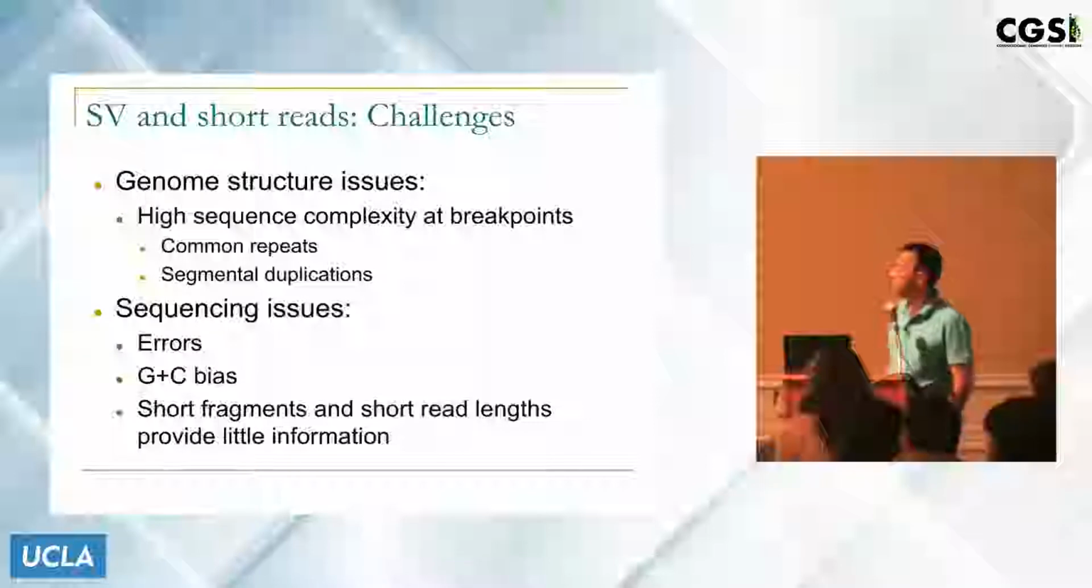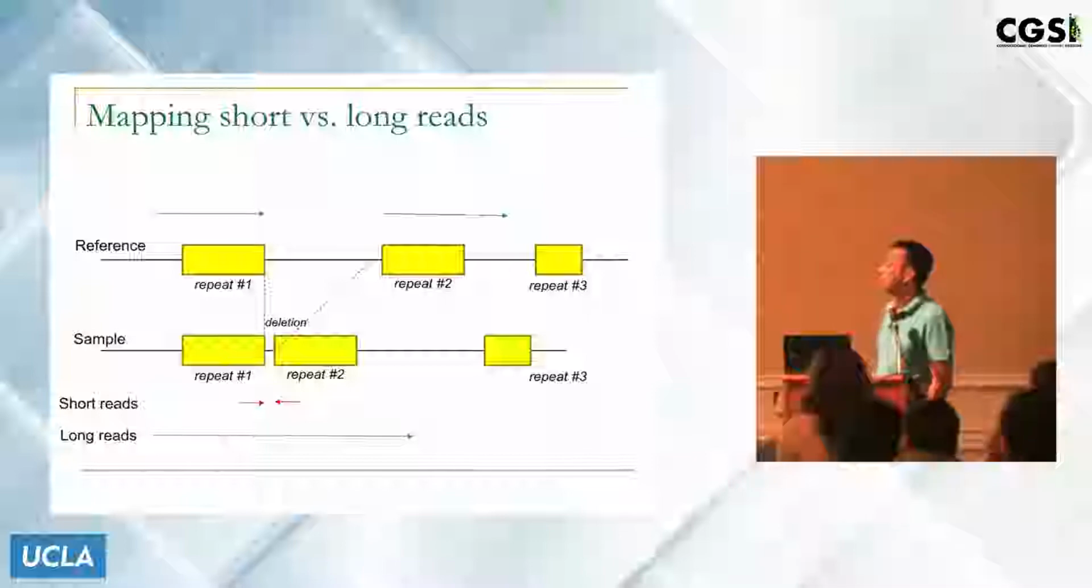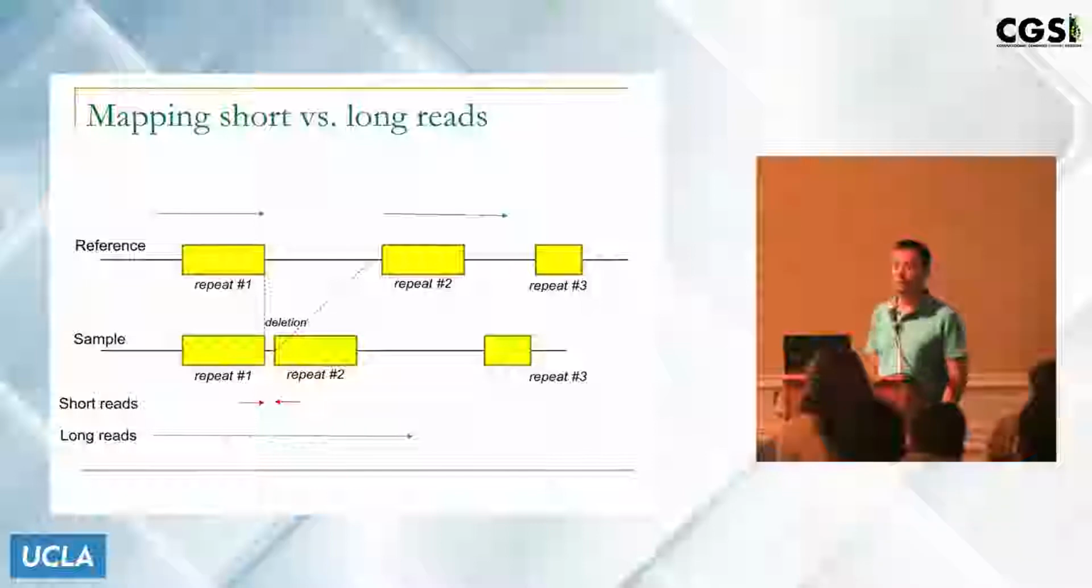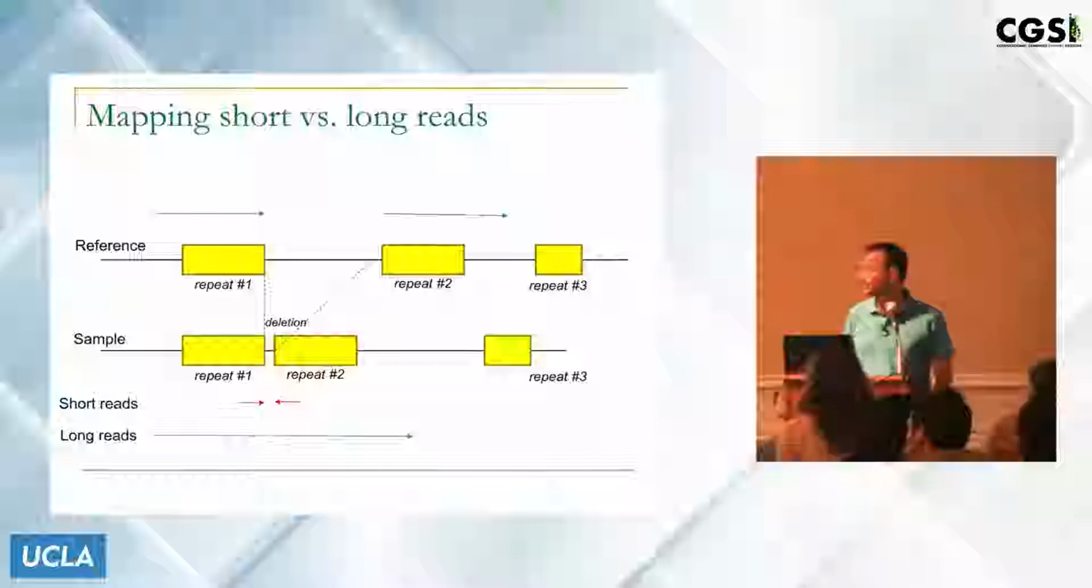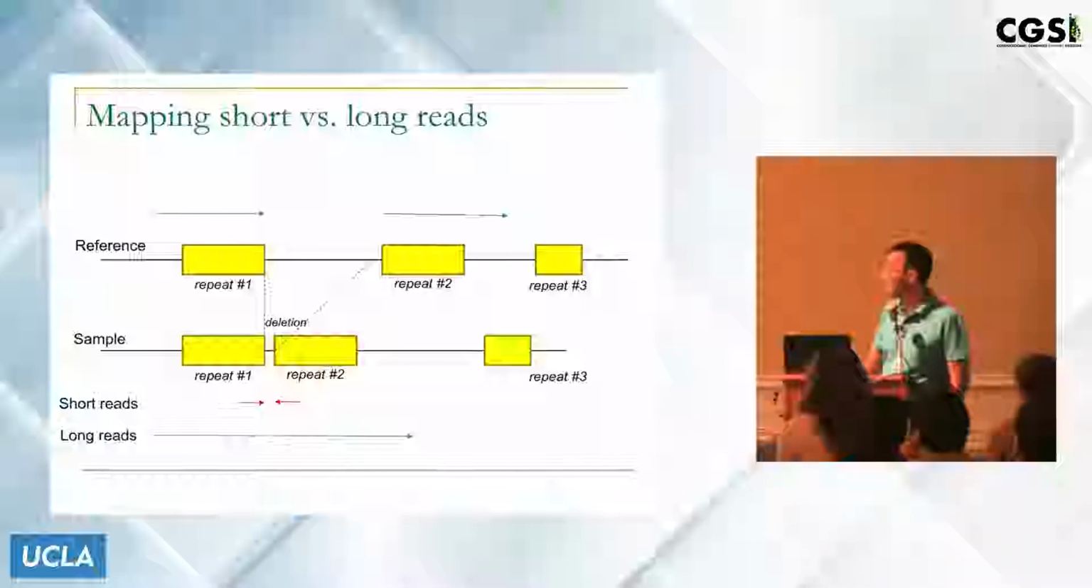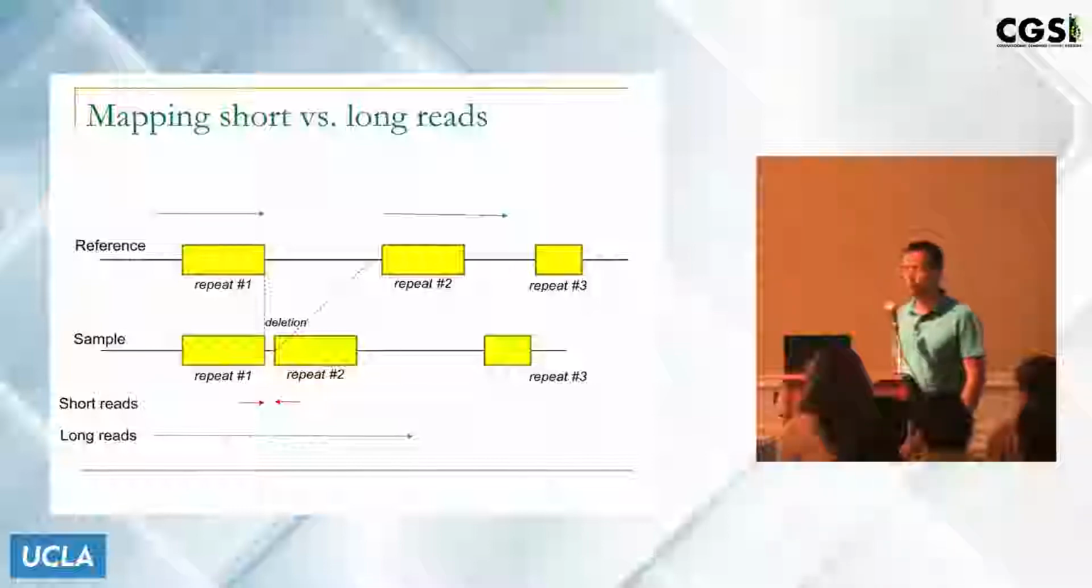So this is what happens. Let's say in the sample you have those yellow boxes, duplications or repeats, and in the reference you have those repeats as well. Then let's say in the sample you have a deletion between repeat 1 and repeat 2. When you have short reads that span that deletion, and you have those repeats, the first short read may map here, or here, or to repeat 3. The second one may map here, and here. Each one of those possible mappings is going to give you a different sequence signature for a different structural variant.